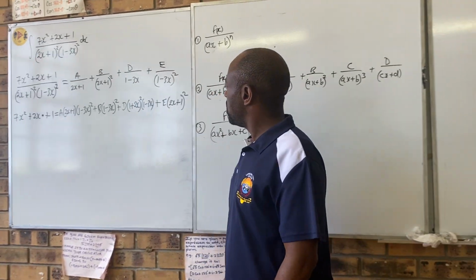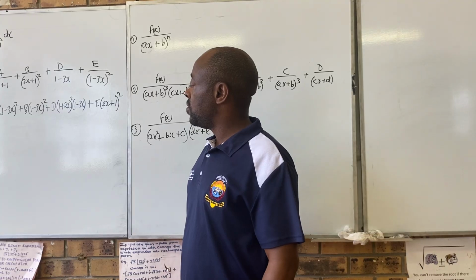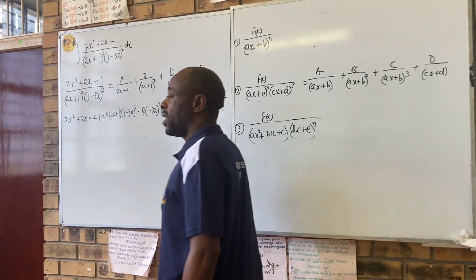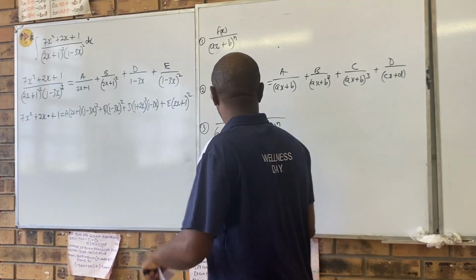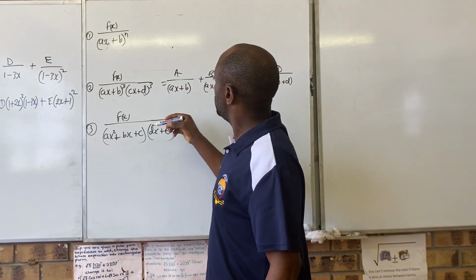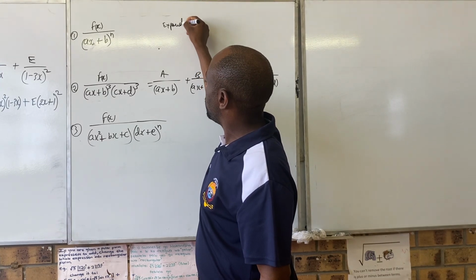So that's how far we have gone. It's now time to figure out how to get A, B, D, and E. Usually I tell students that in these three formulas, if ever you use this one, my advice is for you to expand.